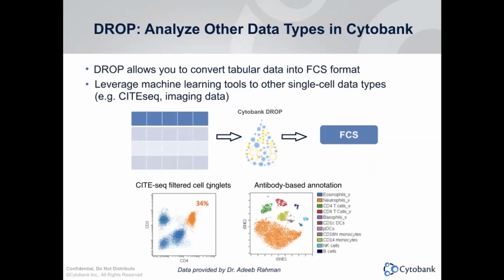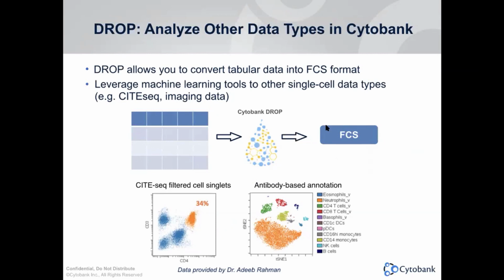Here, as we said earlier, you can convert any tabular data into FCS format. It can be a CSV file or text file. You can upload that file normally into the upload data interface within Cytobank. You may choose the columns and rows to be included in the data. Then the job will convert that file into FCS format.